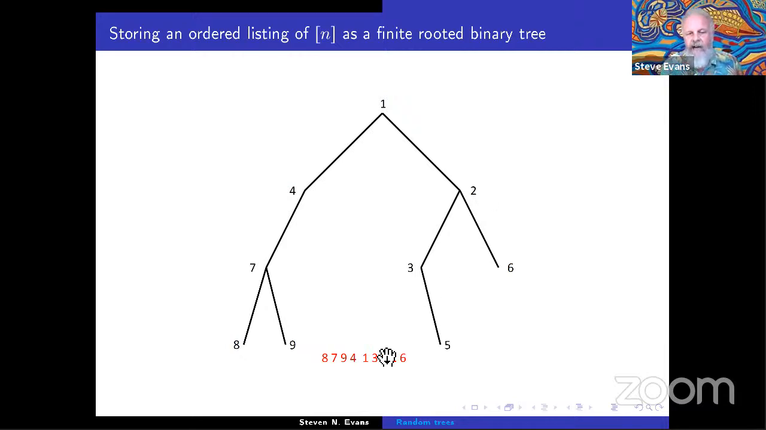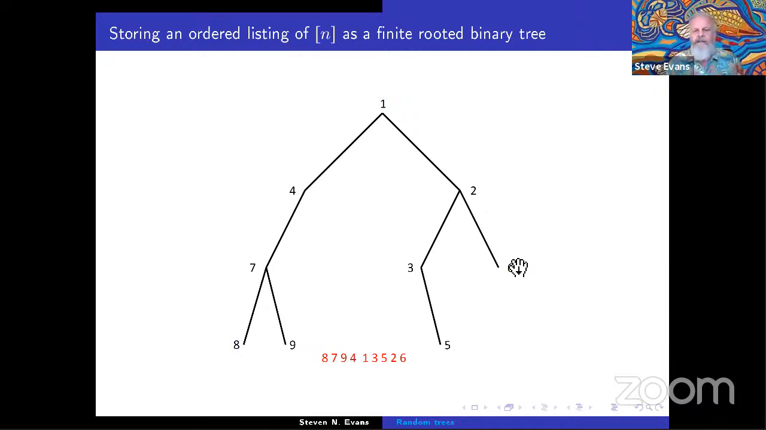Okay, and we just continue going on like that. We look at 2 here. There are numbers to the left and the right of 2. 3 and 5 appear to the right of 2, so they'll go in the subtree below 2 that's to the left of 2. 6 is to the right of 2, so it appears in the subtree below 2 to the right of 2.